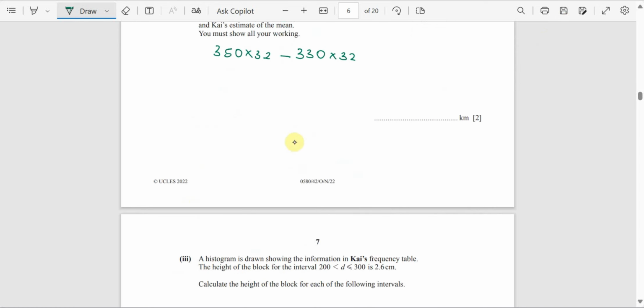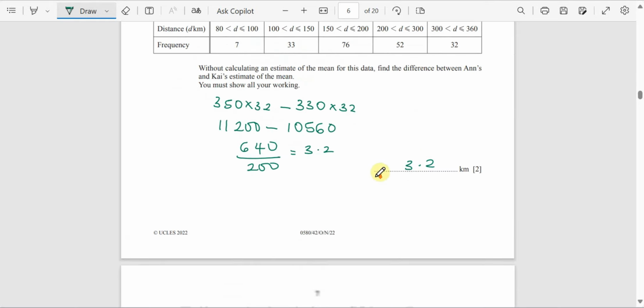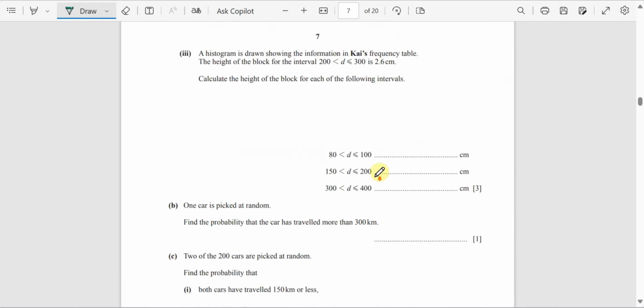So when you multiply this, I think we have already multiplied this earlier. This is 11,200. 11,200 minus, when we multiply this, it's going to give us 10,560. So we're going to subtract that minus this. That would give us 640. So we have 640 divided by 200, and that's going to give us 3.2. So that will be the difference between the estimates of both means. We'll move to the next question.